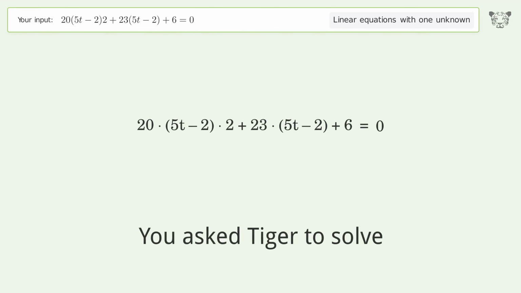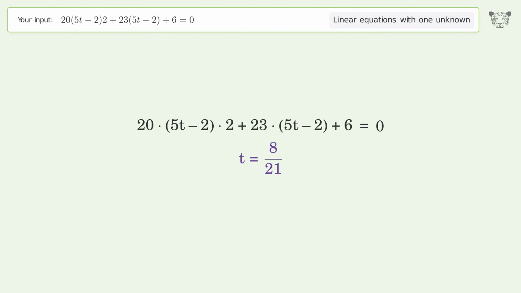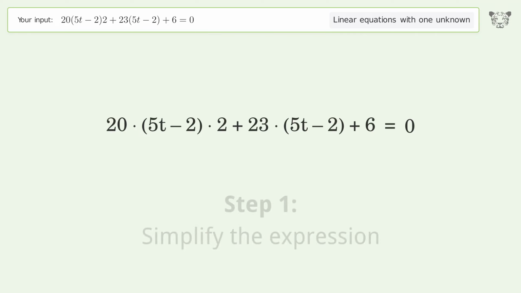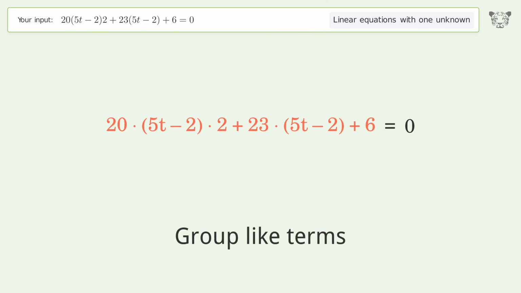You ask Tiger to solve. This deals with linear equations with one unknown. The final result is t equals 8/21. Let's solve it step by step. Simplify the expression. Group like terms.